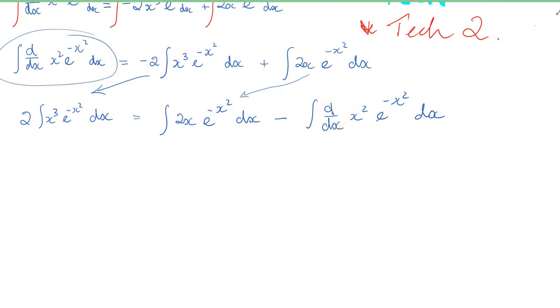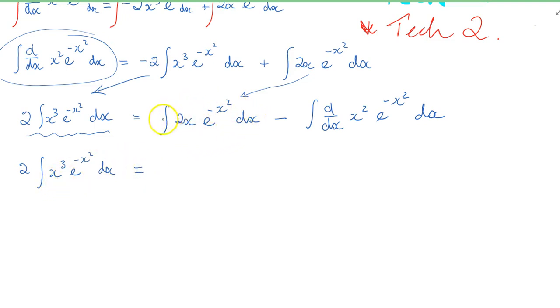So I'm treating these terms just like terms in an equation. It comes over and becomes a minus. I'm not going to do anything with this. I'm really happy with that at this stage. I'll deal with the 2 a little bit later. So I'm going to leave that as x cubed e to the minus x squared dx. It's exactly what we wanted in the show.